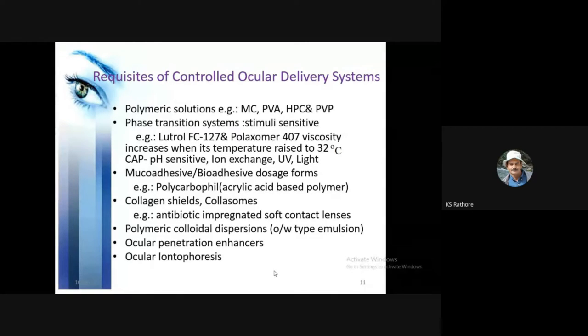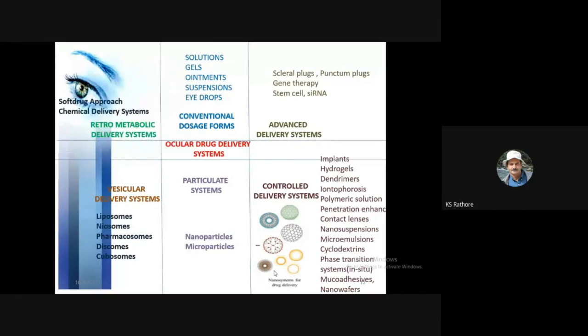And polymeric colloidal dispersions, in the form of oil in water type emulsions. We can prepare polymeric colloidal dispersions, and through this we can increase the bioavailability of the drug. Ocular penetration enhancers: when we use penetration enhancers for the eye, we can increase the concentration of drug inside the cavity. And ocular iontophoresis: in ocular iontophoresis, we use electric current to increase the drug inside the ocular cavity. For penetration enhancement, we use certain chemicals or compounds like cetylpyridinium chloride, ethylene diamine tetraacetic acid, known as EDTA, and polyoxyethylene castor oil, that is PCO. We can use these for controlled ocular delivery systems.